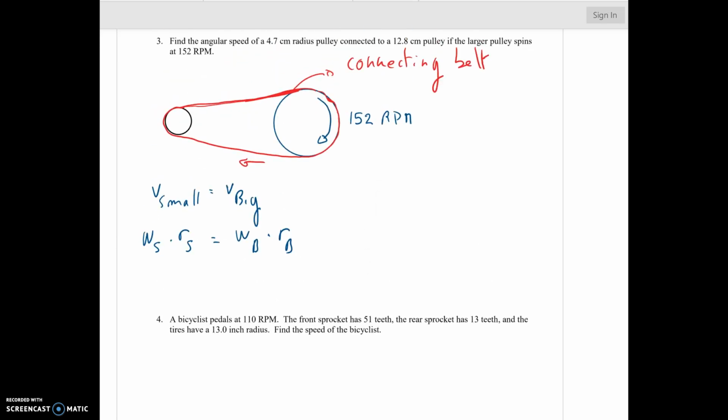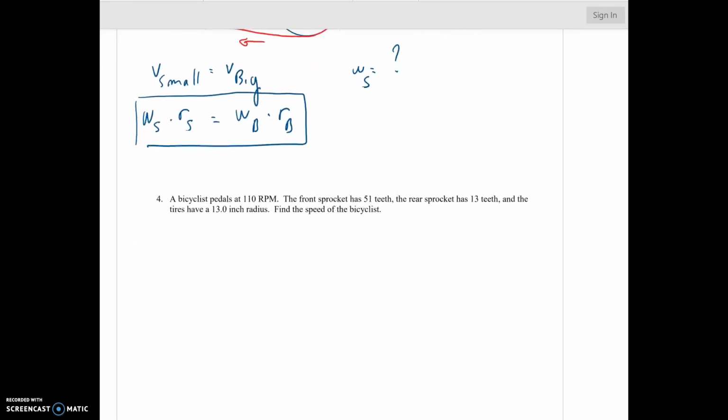You have to convert that. No, you don't. You don't need to convert 152. You can leave 152 for W big. Okay, and remember what you're looking for is WS. So express WS from there, substitute the value of RS, WB, and RB for big, and you will find the value. Now let's figure it out for the second problem, number 4.